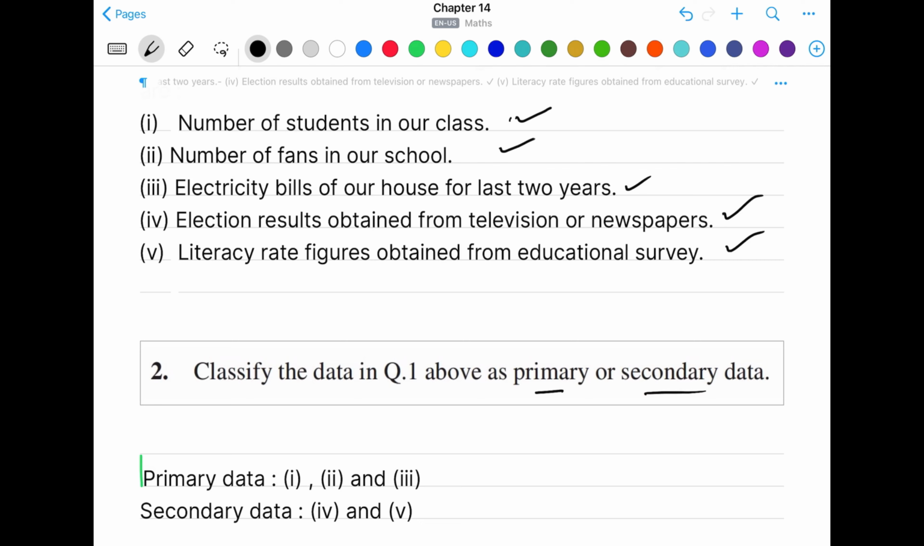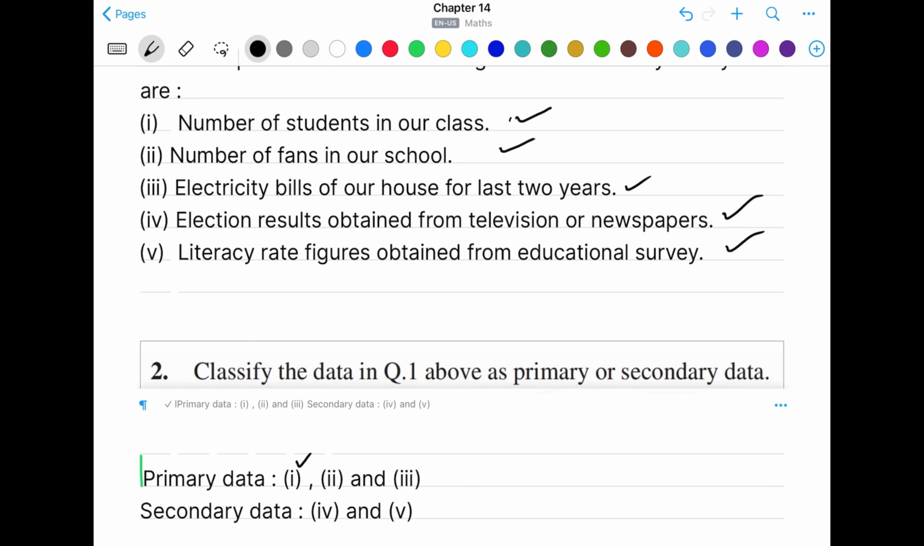Like first we have the number of students in the class. That means it's a very easy task, we can count the number of students in our class, so this comes under primary data. Second is the number of fans in our school, so this can also be done by ourselves, we can keep the record of this, so this will also be an example of primary data. Third is the electricity bills of our house for the last 2 years. As we are receiving bills every month, we can collect all those bills and see the data. So this can also come under primary data.